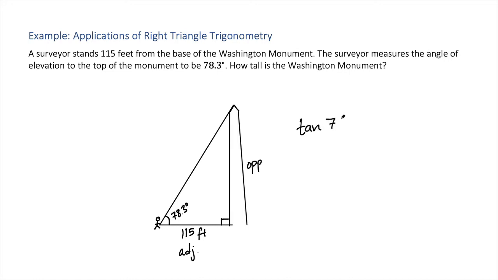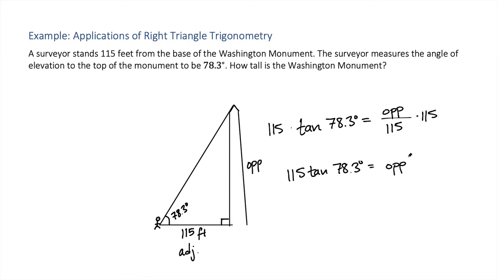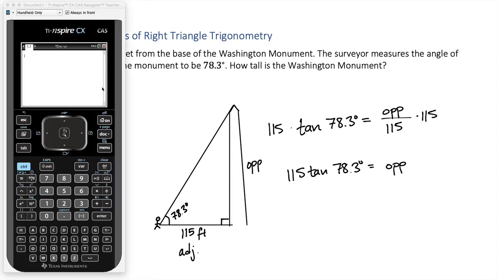So tangent of the angle, 78.3 degrees, is equal to the opposite over adjacent. Opposite, which is what we don't know, and the adjacent, which we know, is 115. So to solve for that opposite side, the height of the Washington Monument, we can multiply both sides by 115. So we get 115 times the tangent of 78.3 degrees is equal to the opposite, which is the side that we're solving for.